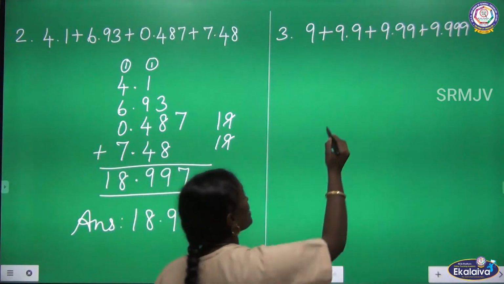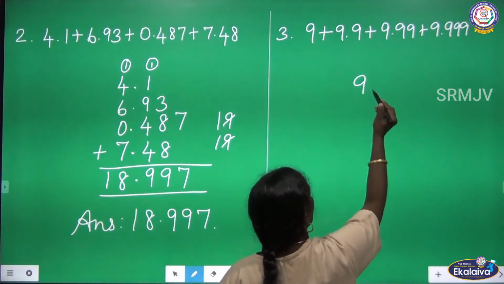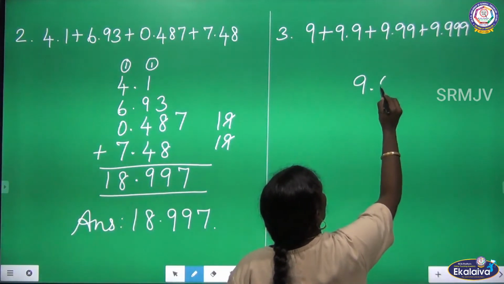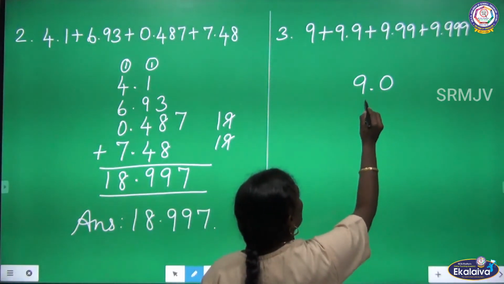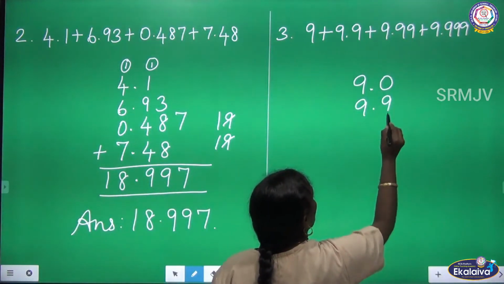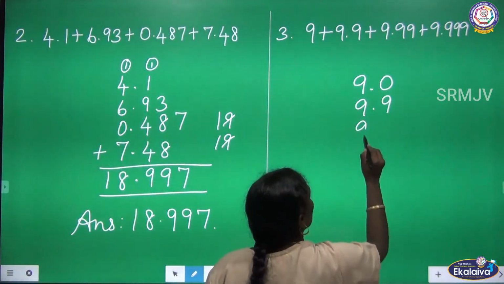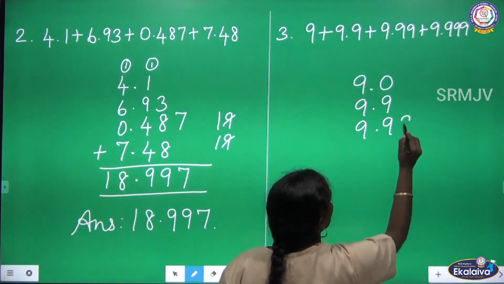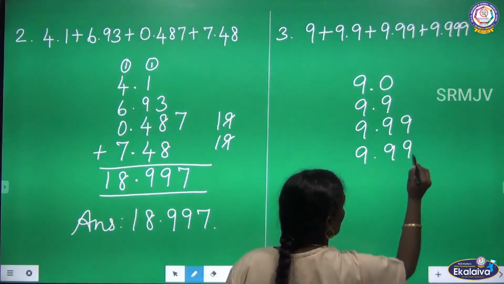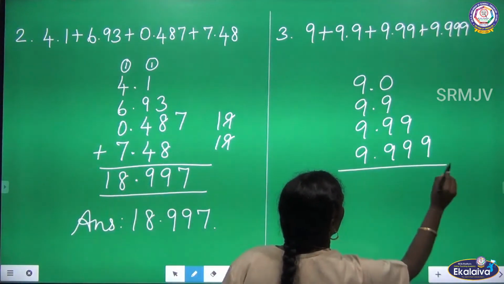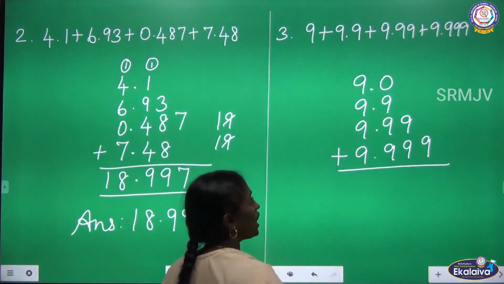Then the next sum is 9 plus 9.9, 9.99, 9.999. First we have to arrange the number. 9 is the whole number. Here we have to put 0 for decimal part. Then 9.9. Then the third number is 9.99 and 9.999. Now we have to add.